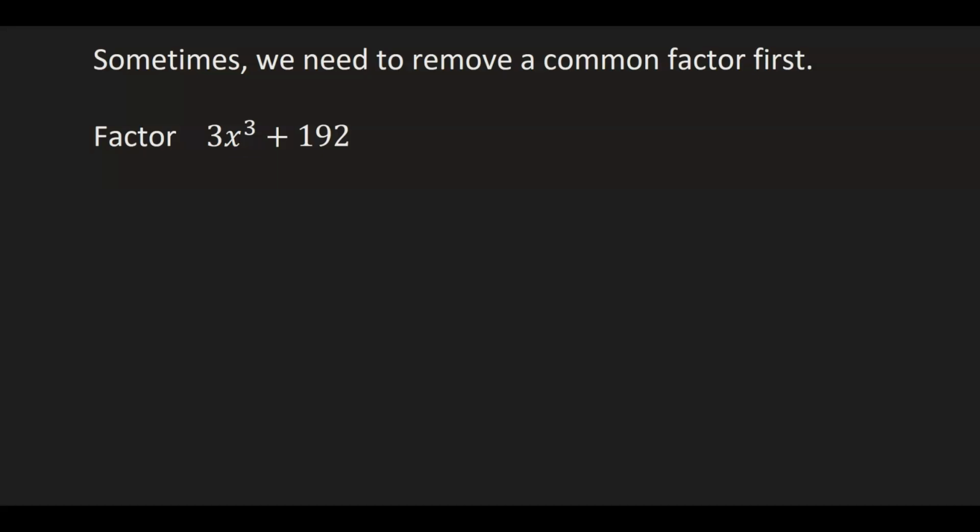Sometimes we need to remove a common factor first. And let's see if 3 or x cubed or anything is a common factor of each term. Now it can't be x cubed because there isn't an x here. So the x will not be part of a common factor, but possibly 3 is, okay? Let's factor the 3 out. In the first term, we're left with x cubed. And for the next one, I must do 192 divided by 3, which is 64. All right?